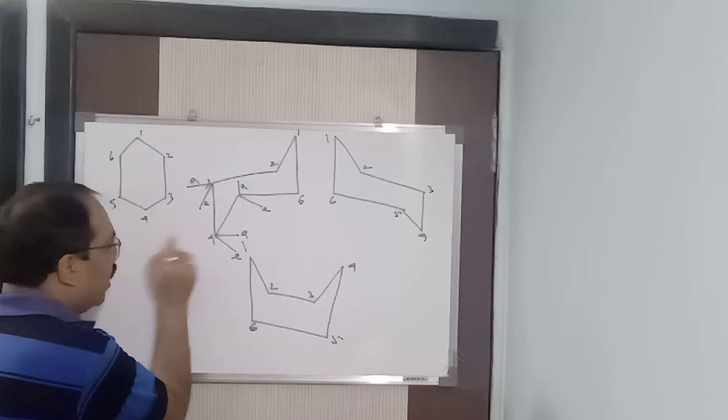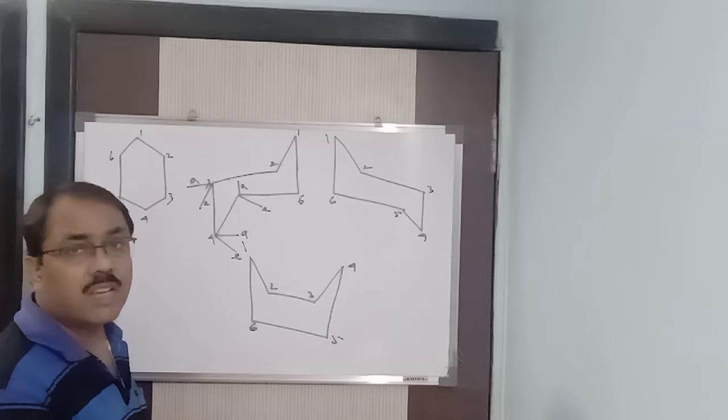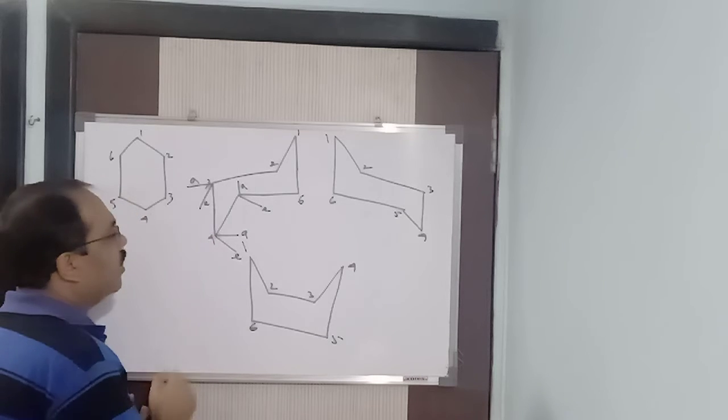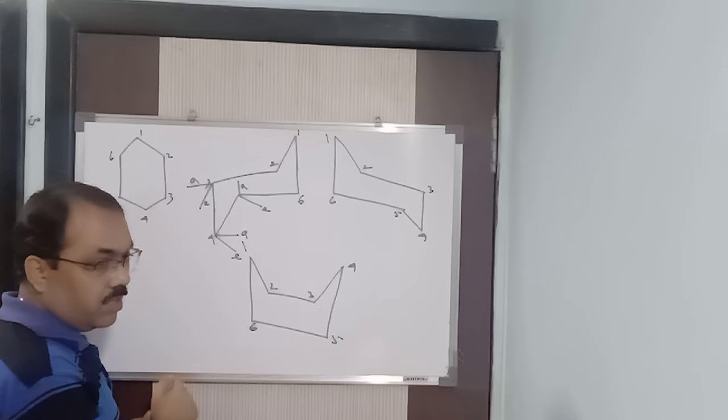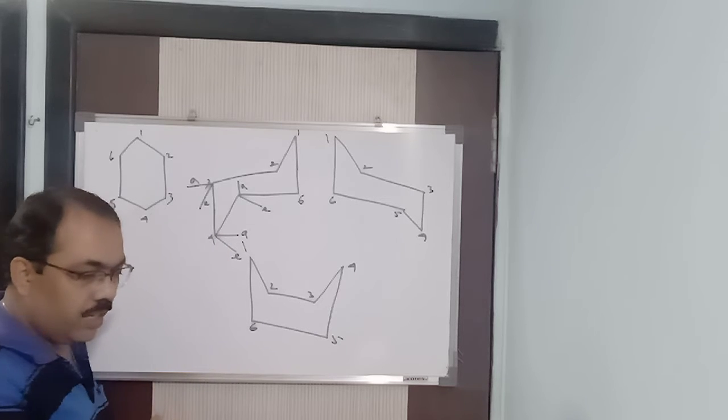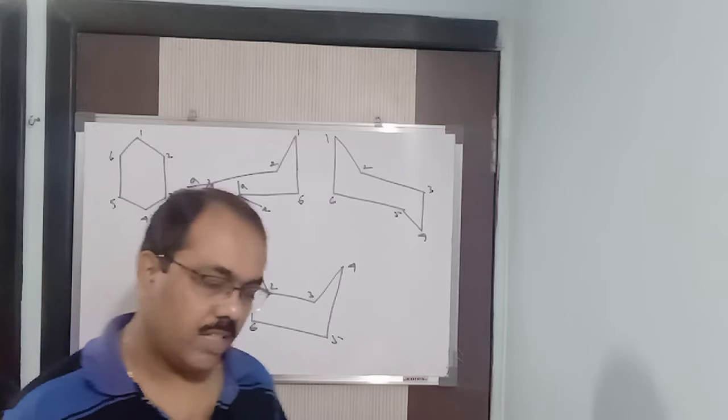Suppose if I do it on this side, it will be what? It will be known as a cis isomer. If I put it on this side, then it will be a cis isomer. Now it is a trans isomer. Got it? So it is coming under the trans isomer. Is it clear now?